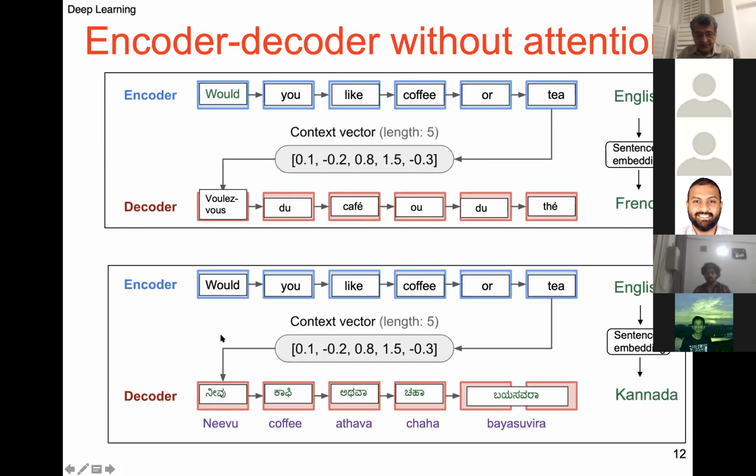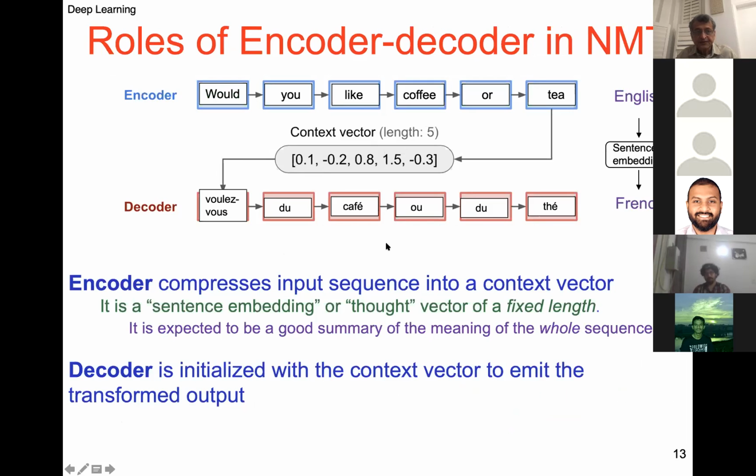Let's see, here's another example. Would you like coffee or tea? From English, we're going into a decoder, which is Kannada, which is saying, Nivu coffee atwa chaha bayasuvira, right, in Kannada. So we have a conversion from English to other languages based on a recurrent neural network. There is no attention being used as such. It is just a mapping using the kind of architectures we saw, and we'll again see it soon enough.